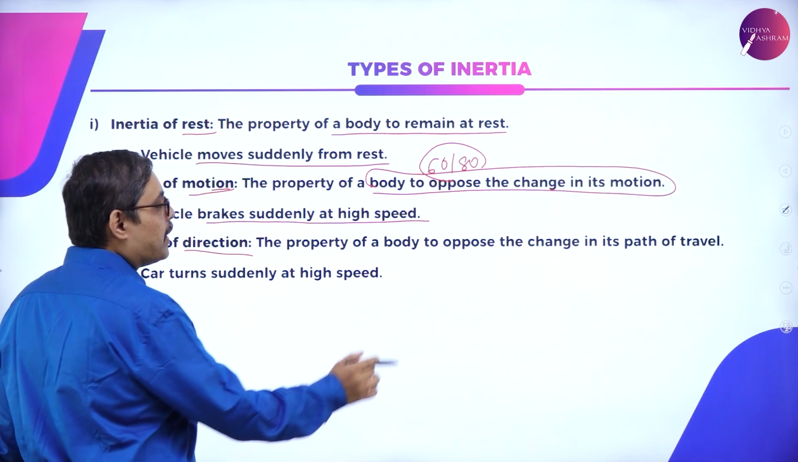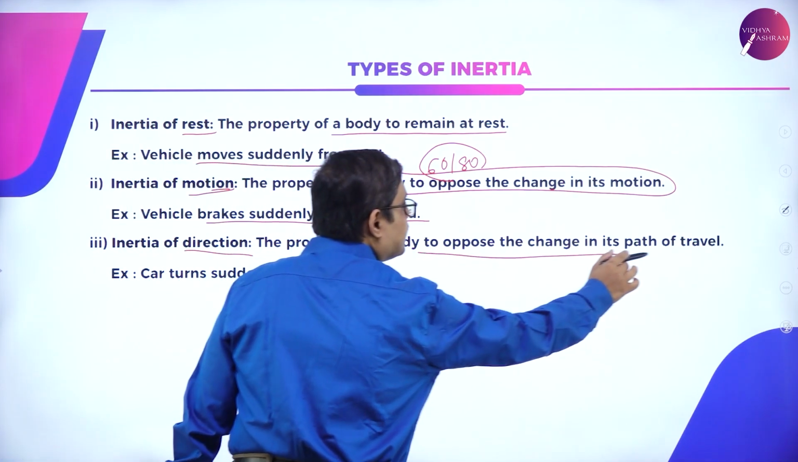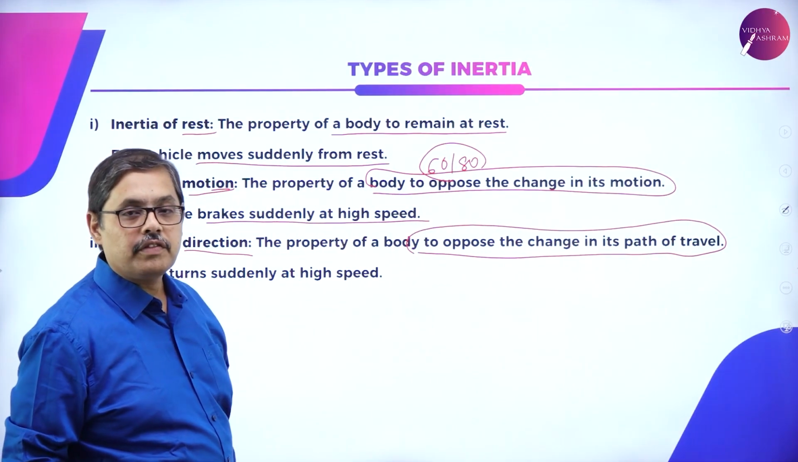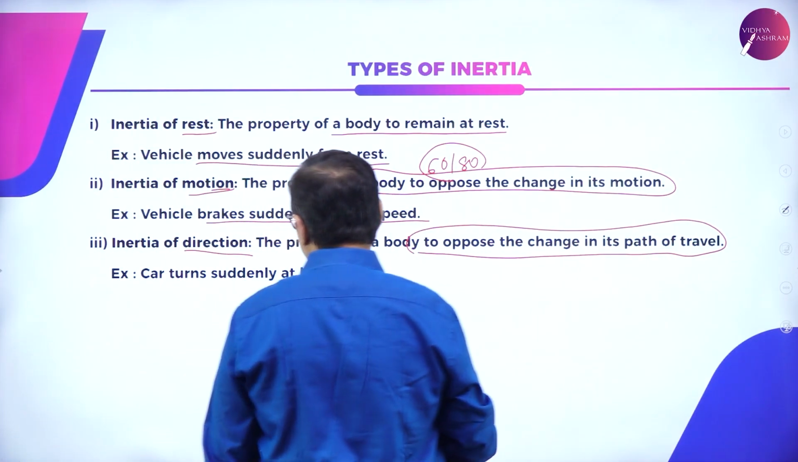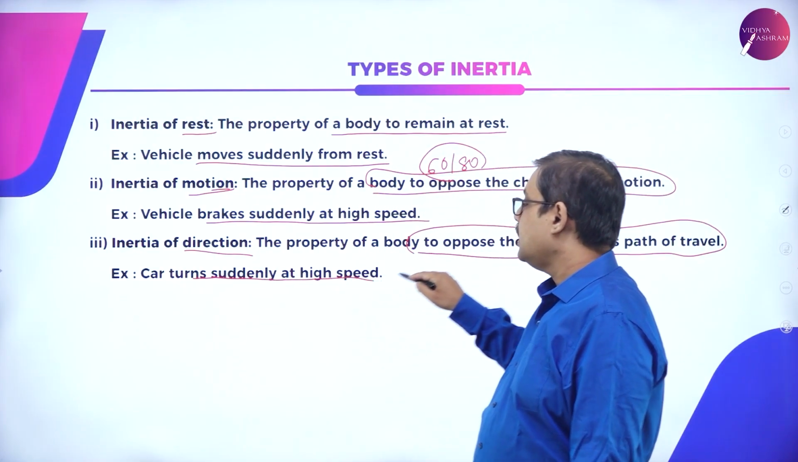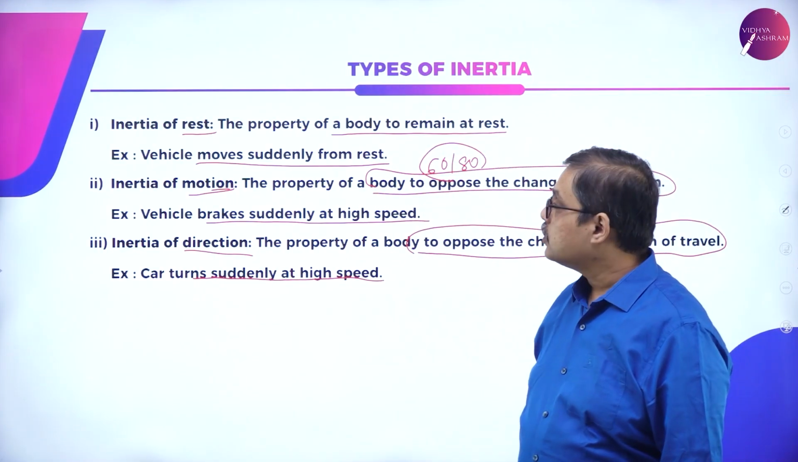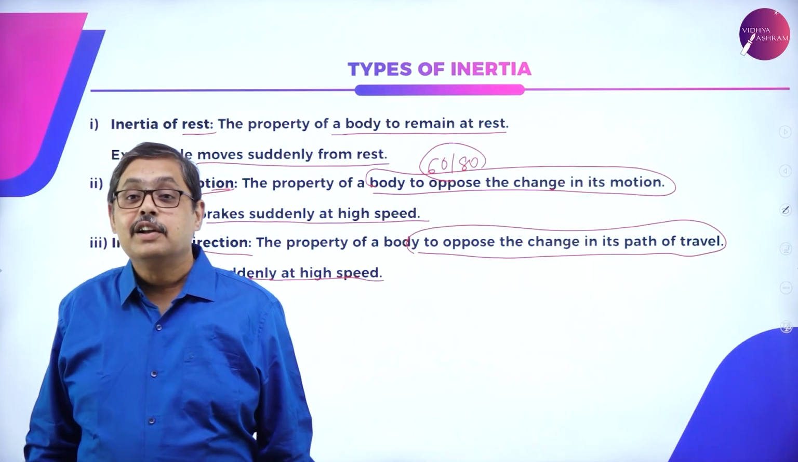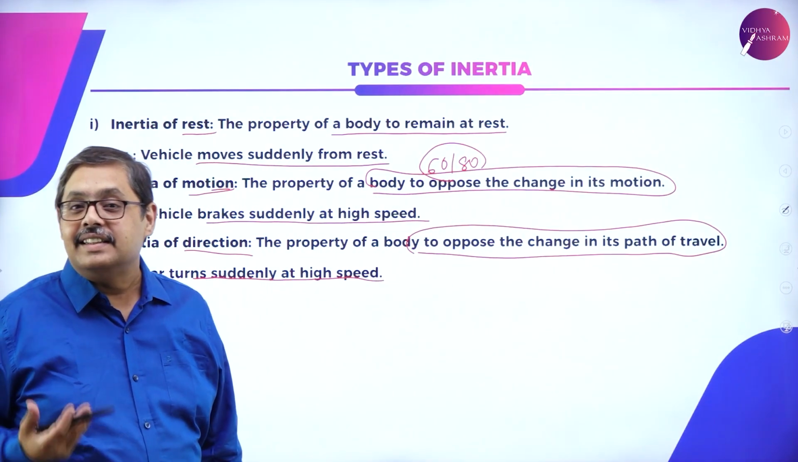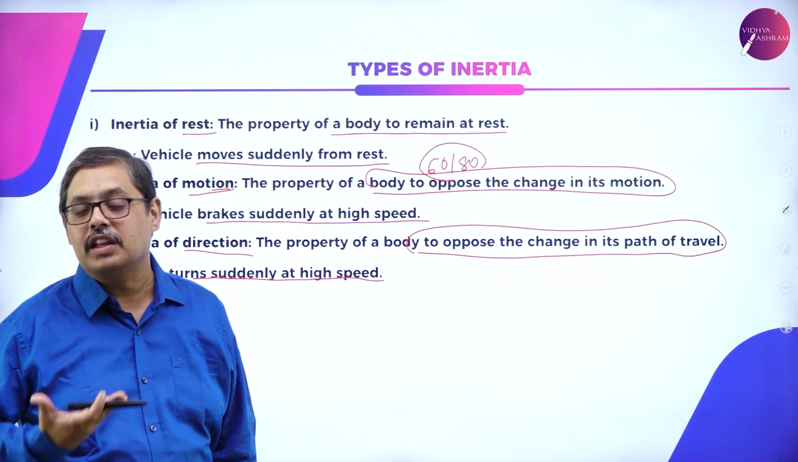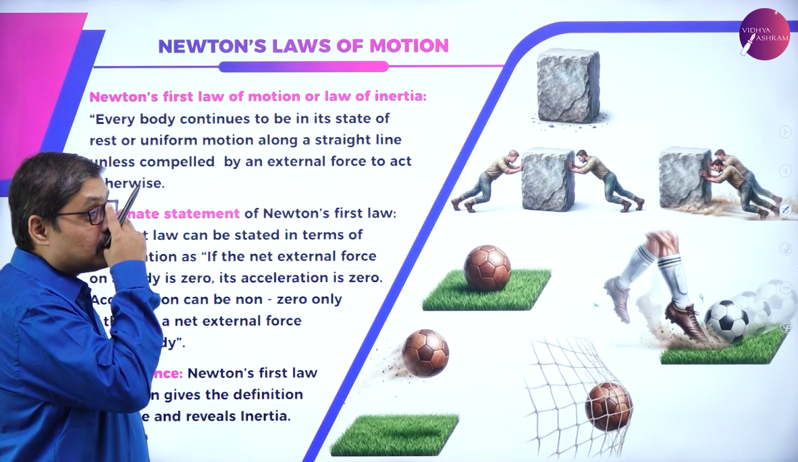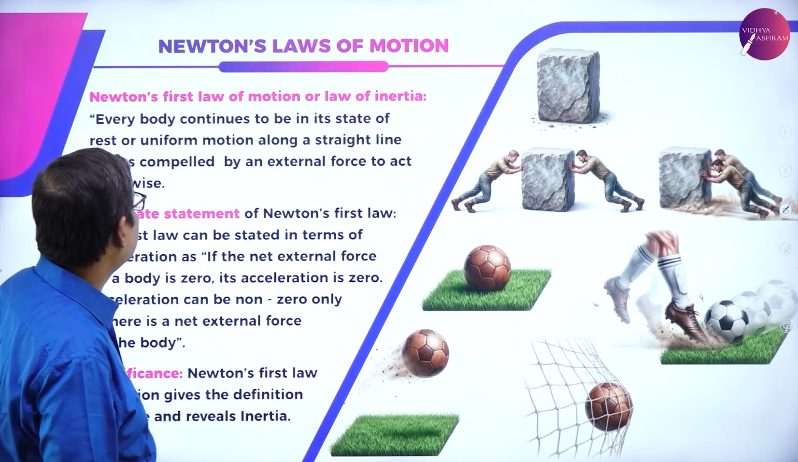Okay. So the property of a body to oppose the change in its path of travel is called inertia of direction. The best example is a car turns suddenly at high speed. So we have understood what was inertia and what are the types of inertia. Why is this important? This frames the background or the foundation for Newton's first law of motion. Okay. So let us come to Newton's laws of motion.